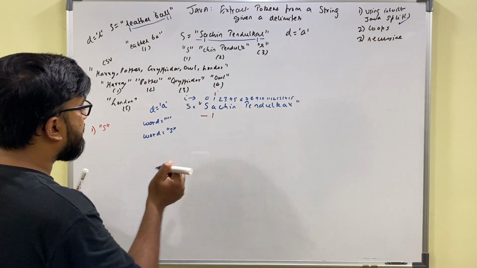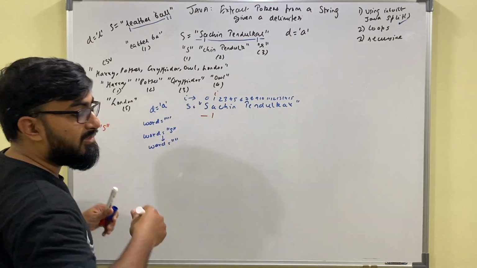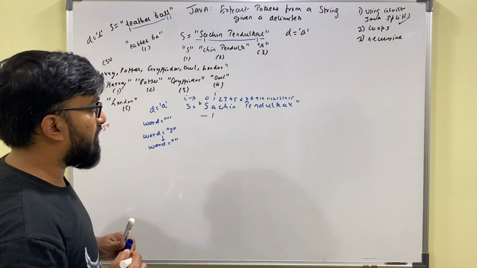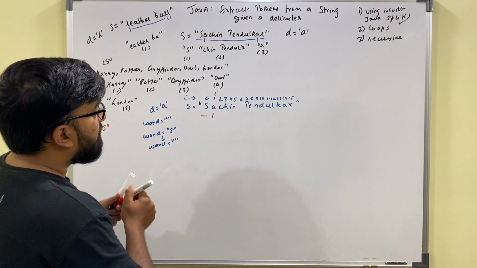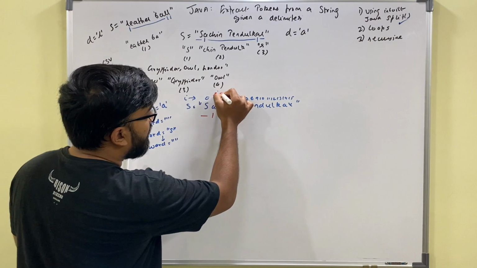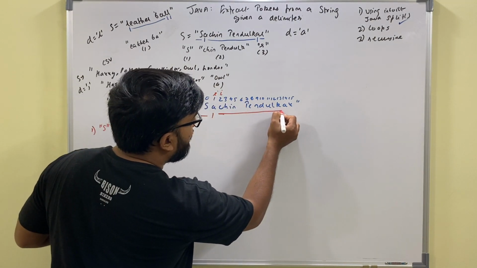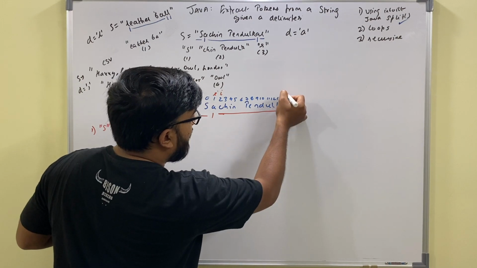I reset this word to blank so that I can extract my second token. Again I start accumulating characters from the next index. The delimiter was found here, so I start here. I go forward as long as I don't find a delimiter again. My delimiter is here.